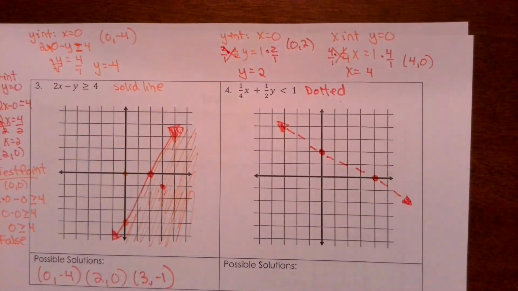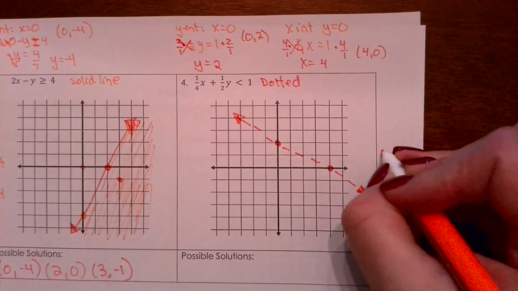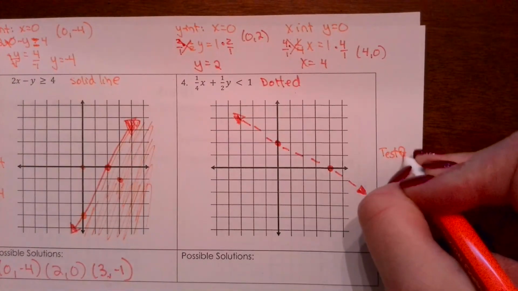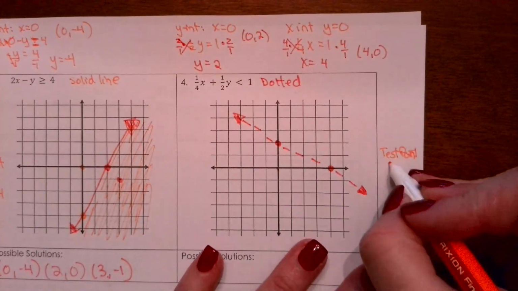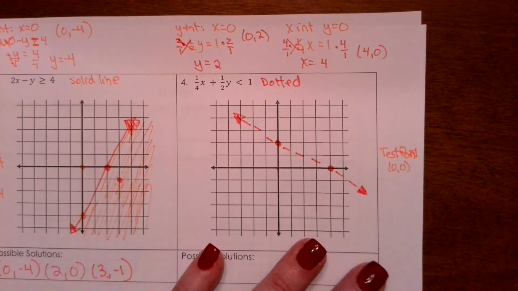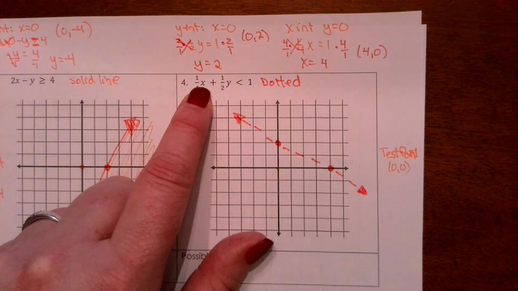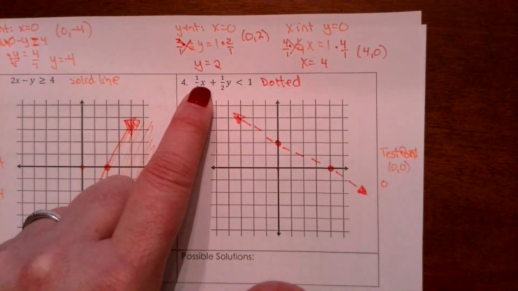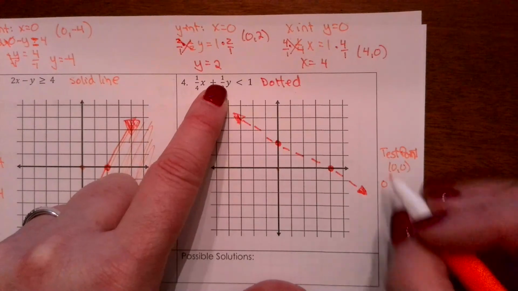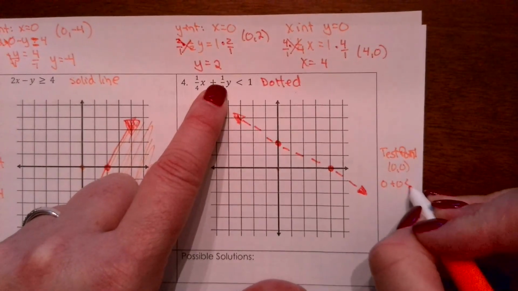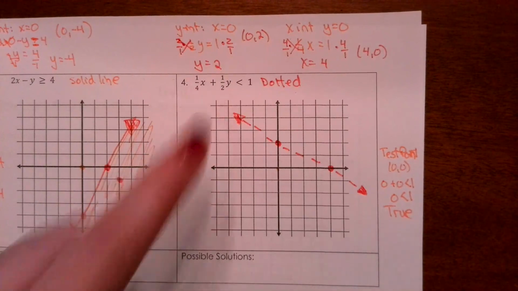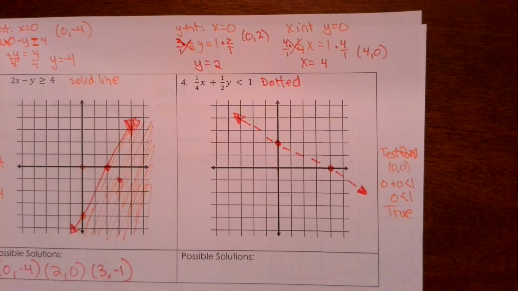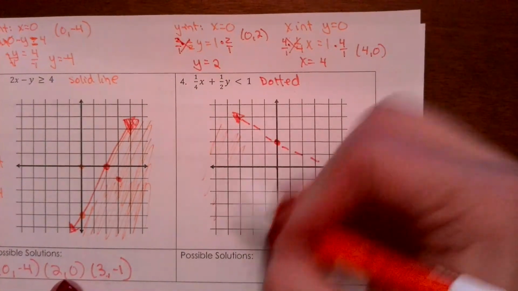Alrighty, there we go. I've got my line all drawn up. Last thing to do is a test point. Happily, I can use 0, 0. So x is 0 and y is 0. Well, 1/4 times 0 is 0, plus 1/2 times 0 is 0. Is that less than 1? True. So 0, 0 is part of the shaded region, and I can shade below it right here.